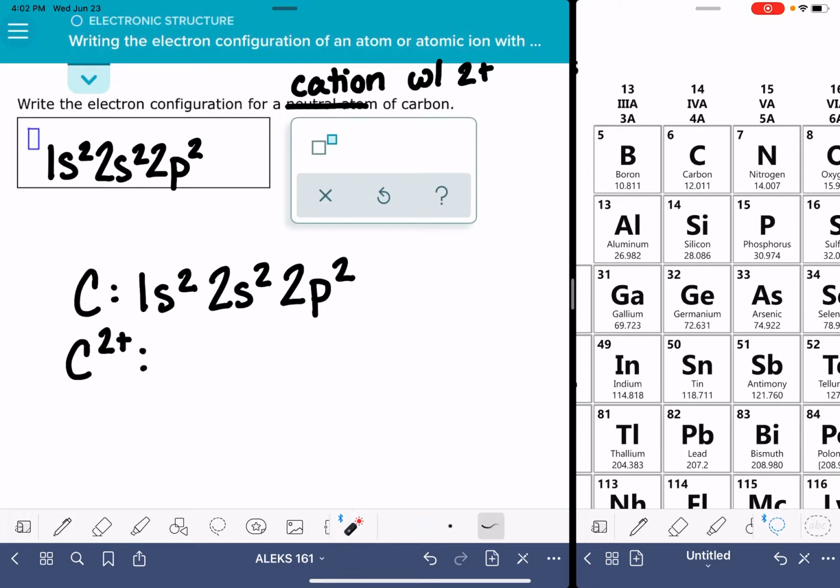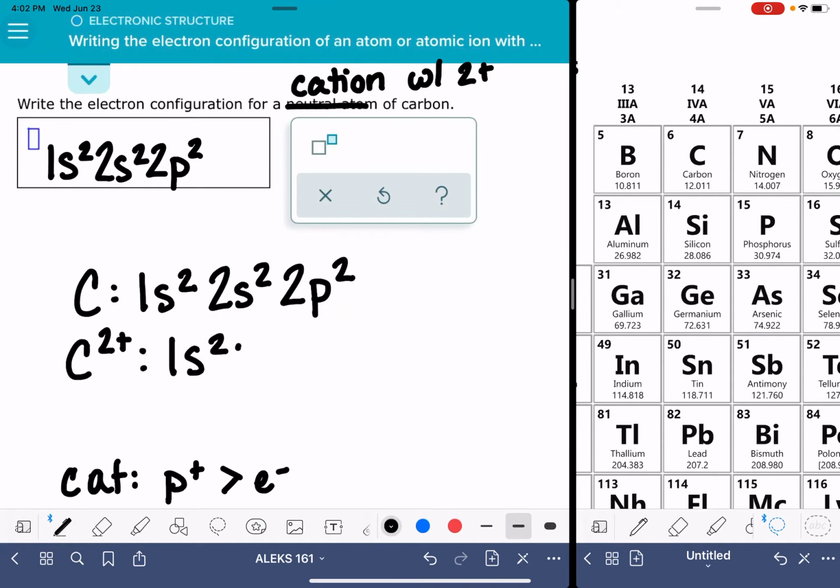Well, in a cation, we know that a cation means that we have more protons than electrons. And the charge of the cation tells us exactly how many more protons we have. So if we have a cation with a charge of +2, that means that we have just simply lost 2 electrons. So what we're going to do is write this electron configuration, but we're going to leave the last 2 electrons out. The last 2 electrons would be these 2 electrons that are in the 2p orbital.